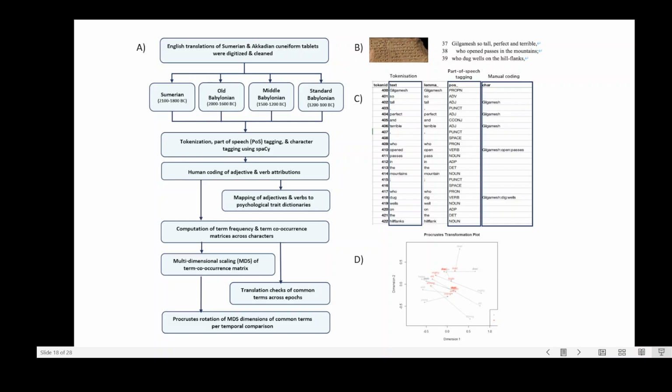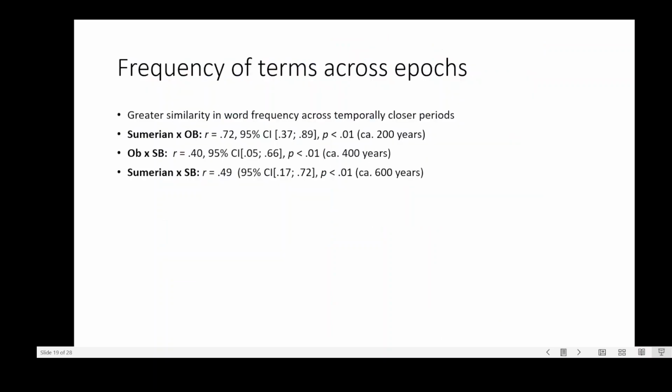So, but using at least the Akkadian versions, and seeing what kind of words have been translated or how they have been translated into English, at least there is high consistency in the translation. So the first thing, just looking at the frequency of terms, are the same terms being used over time. And what we see is greater similarity in word frequency across temporally closer periods.